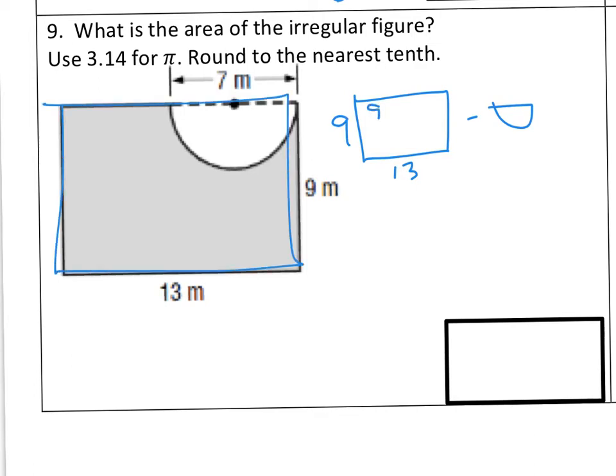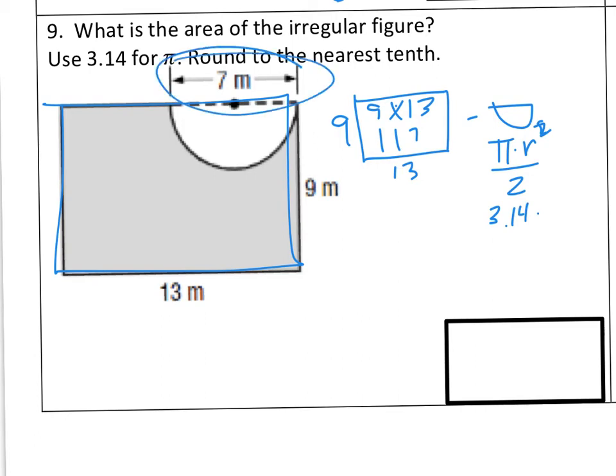So that's 9 times 13. And 9 times 13, I get 117. And then I got to bite out this piece over here. And to find this area, I have to take pi times radius squared to find the area of a full circle, and then divide it in half. We'll use 3.14 for pi. Radius is going to be half of 7, because it's just this piece, which would be 3.5, squared, and then divide by 2.